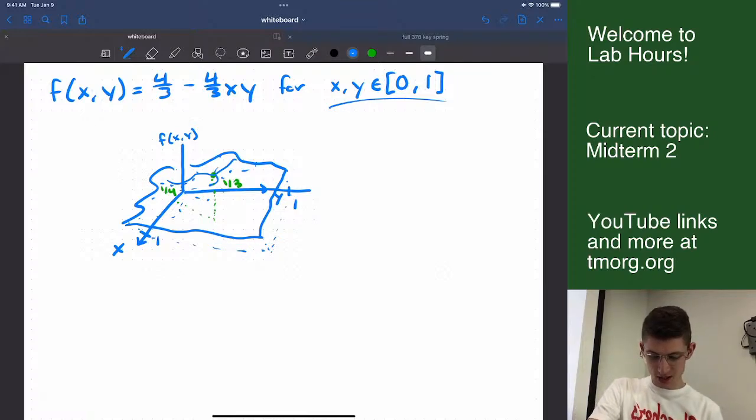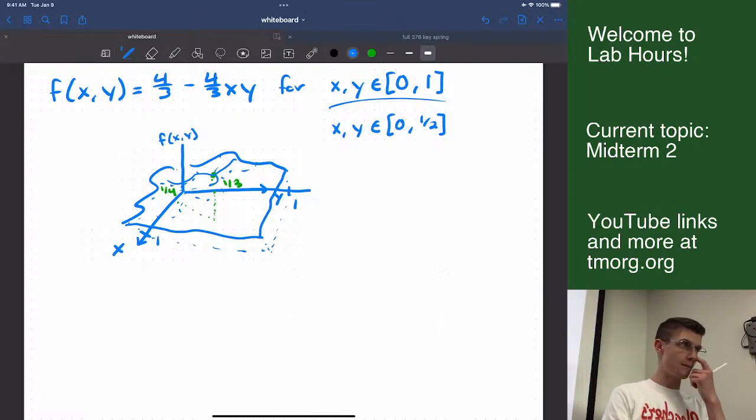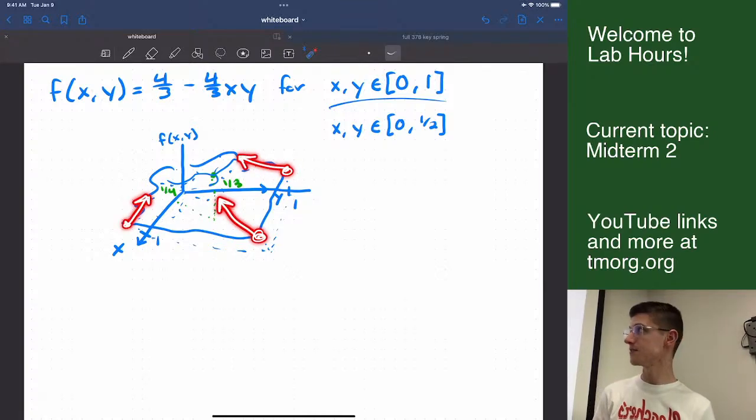There's a reason it doesn't go past x equals 1, because x can't go past 1. And you guys remember from the homework where we changed it so that x and y were now from 0 to 1/2. You remember doing that, right? Basically what we did is we took these corners and just pushed them in on the probability density function.